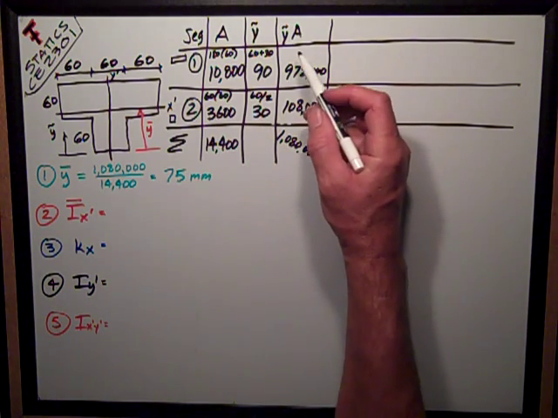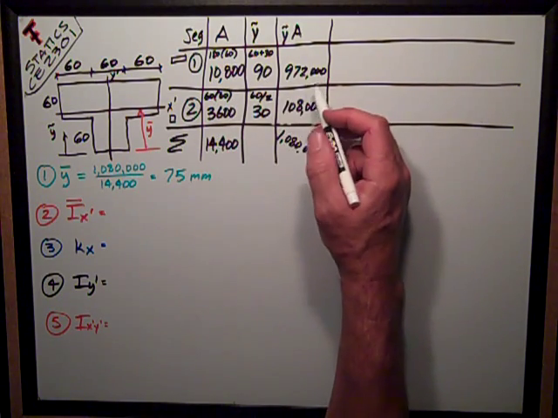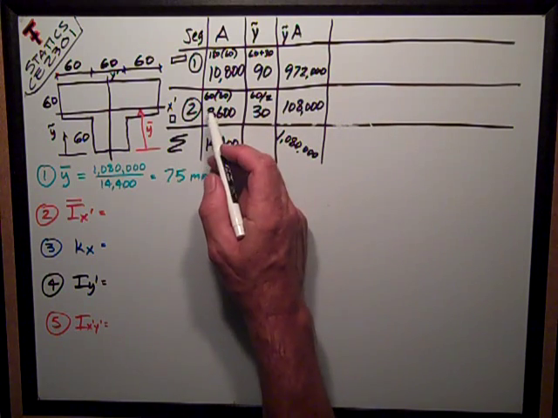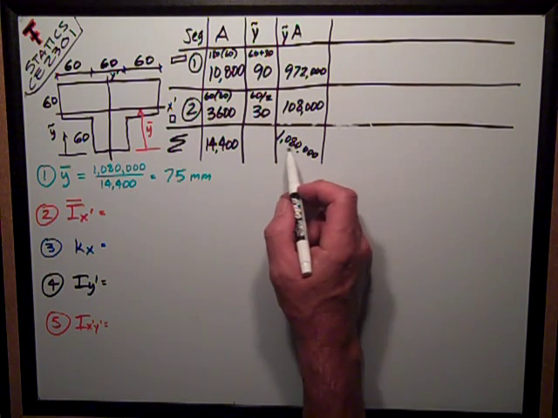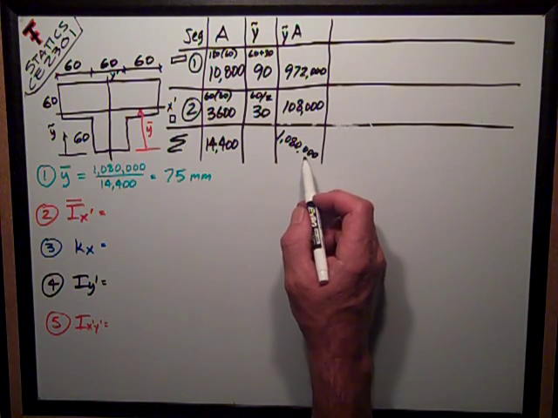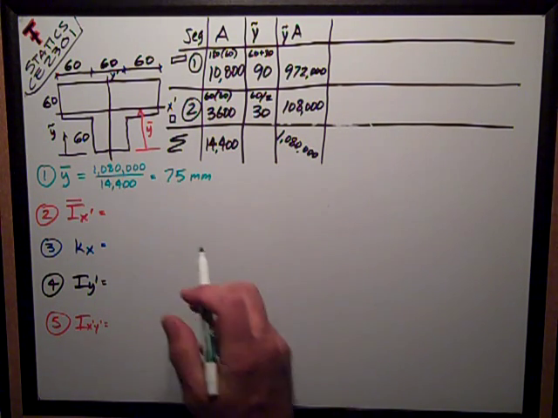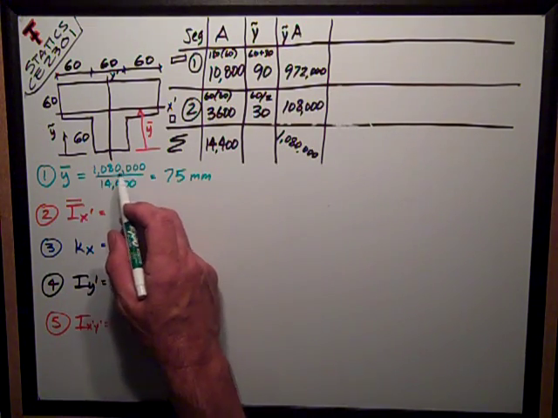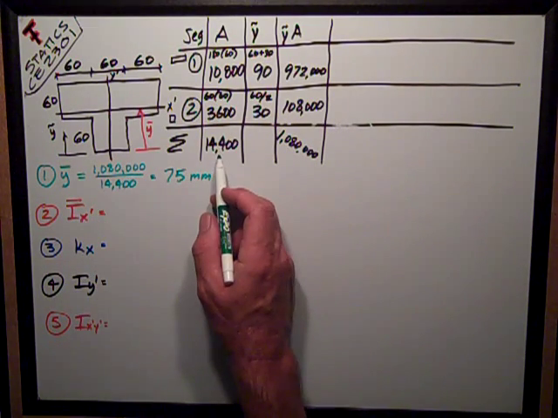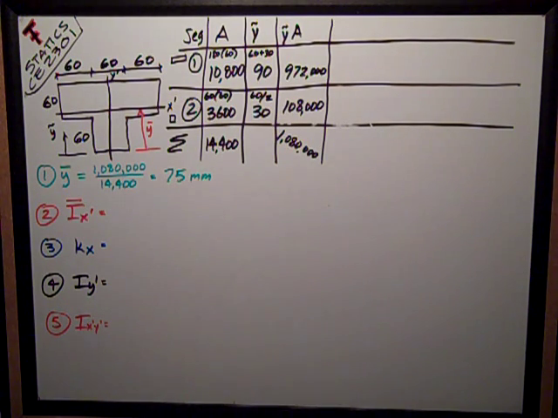My next column is Y tilde A. I just multiply these two columns together. 10,800 times 90 is 972,000. 3,600 times 30 is 108,000. I sum those and get 1,080,000. Now I'm ready to calculate Y bar, which is just the sum of the Y tilde A's, 1,080,000, divided by the area sum, 14,400. I get 75 millimeters. Okay, now I'm going to try to fill these in by hand.